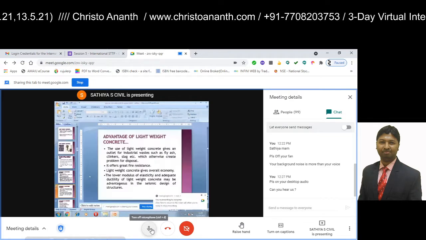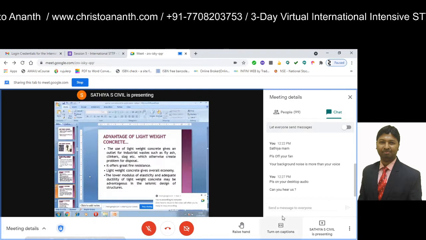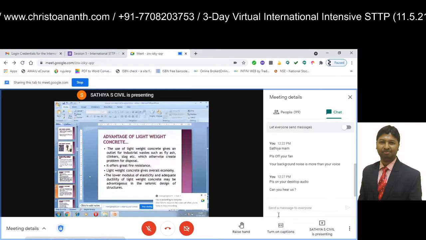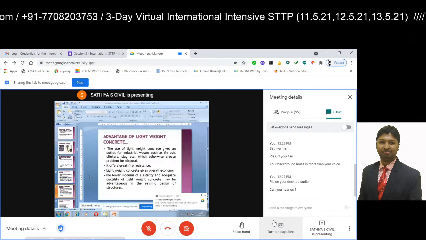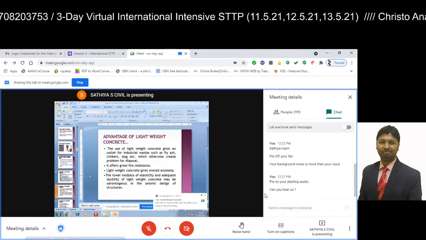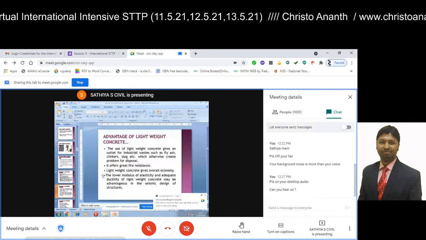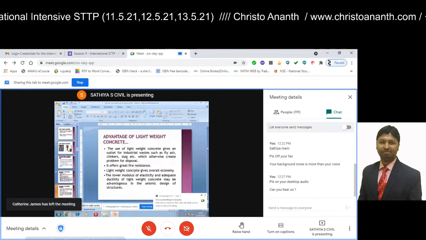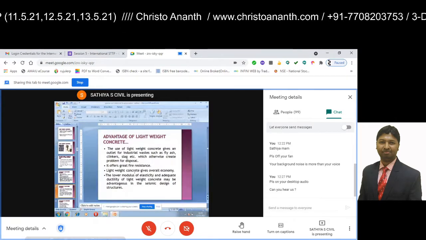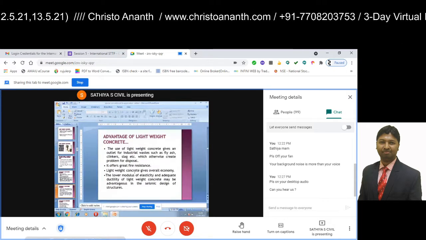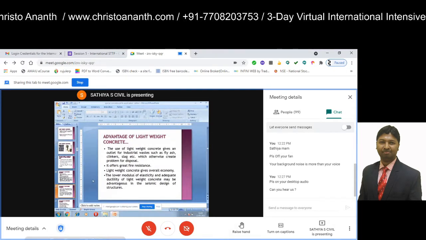Advantage of lightweight concrete. The use of lightweight concrete gives an outlet for industrial waste. Thus, we can save the concrete ingredients, that means cement, sand, and aggregate, by partially replacing with this. Then it offers great fire resistance. Lightweight concrete gives overall economy. The lower modulus of elasticity and adequate ductility of lightweight concrete may be advantageous in the seismic design of structures.